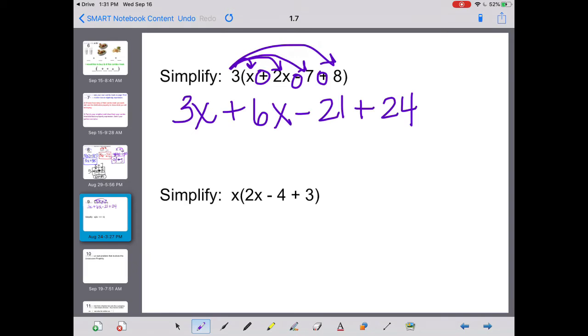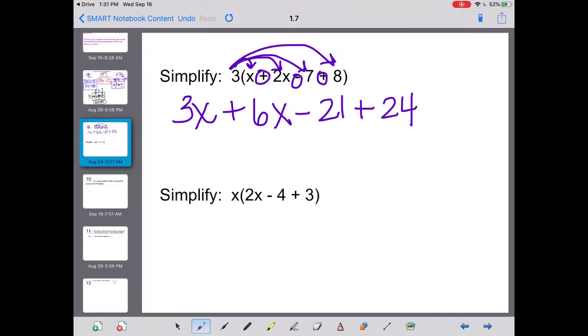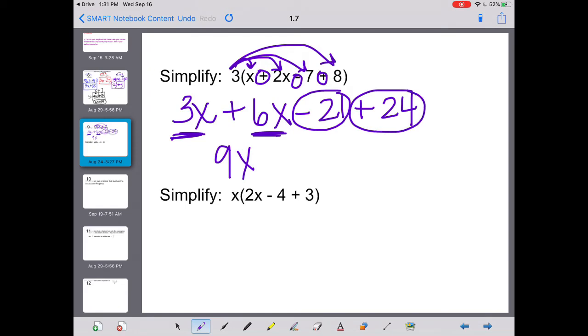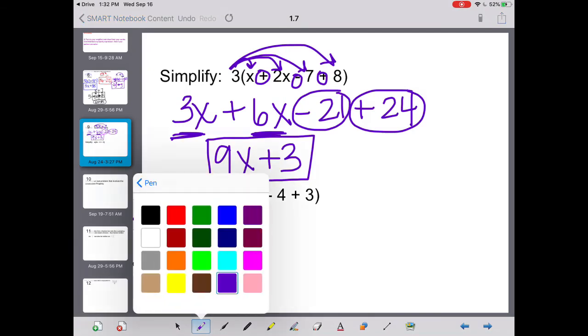Now I wouldn't stop here because I haven't yet combined like terms. I can actually make this simpler than it looks. I need to look for the things that can be put together. So if I have 3 x's right here and 6 x's right here, can't I just say that I actually have 9 x's? Then, remember, you're always using the symbol in front of the number. So I have negative 21 plus 24, which leaves me with a positive 3. Final answer, because there's nothing left that I can put together, is 9x plus 3.